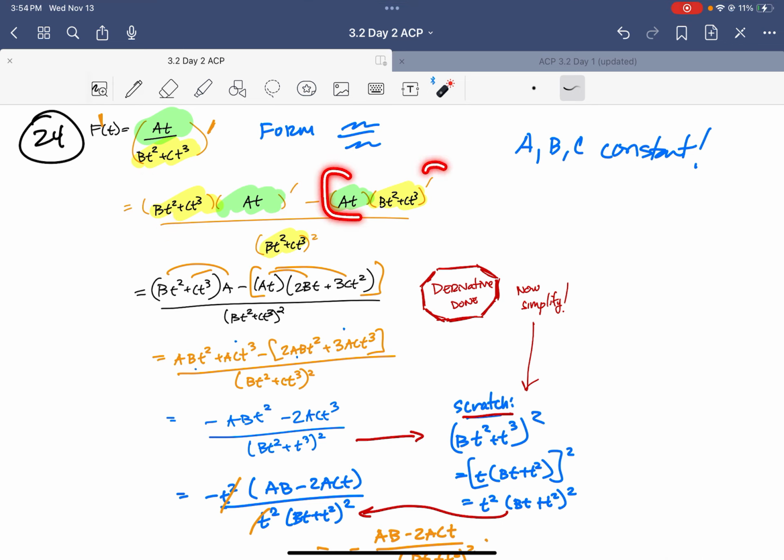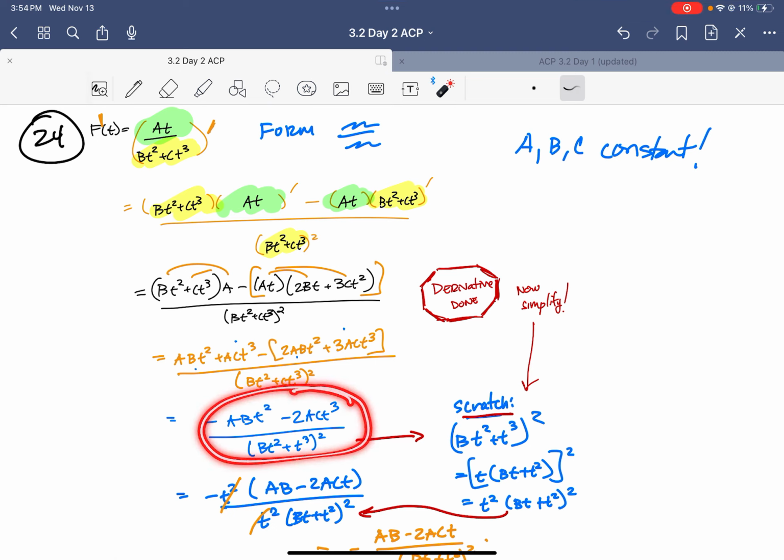So I put all of this over here in big brackets. And when you do, you can then distribute this to get all this, right? And then distribute a to get this. Well, then why is that great? Because, let's see, abt squared minus 2abt squared is negative 1abt squared. And then act cubed minus 3act cubed is minus 2act cubed.